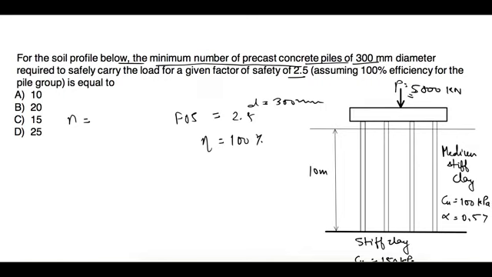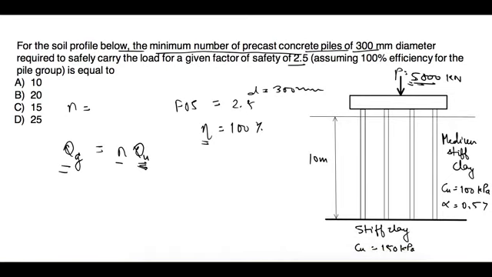So we know that if eta is equal to 100%, then Q of group, that is the ultimate capacity of the group, is equal to n times Q of a single pile. Q of group is given as 5000 kilonewton, and we have to find out the number of piles. If we can calculate the ultimate pile load capacity for a single pile, then we can find n from this equation. The ultimate pile load capacity for a single pile in clay is given as Cu Nc Ab plus alpha Cu As. So all the things are given here.